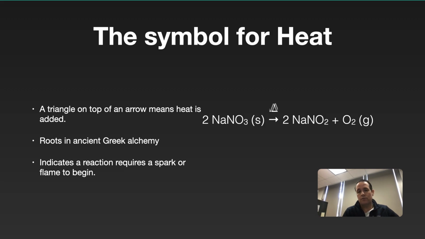So this chemical reaction is a conglomeration of things. We now know what sodium nitrate and nitrite are, and oxygen, the names of those chemicals. And there's a little triangle above the arrow, meaning that you've got to heat this up a bit in order for this chemical reaction to occur. So pay attention to that little triangle. That means heat.